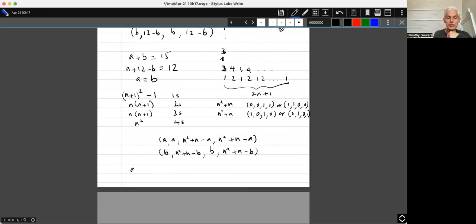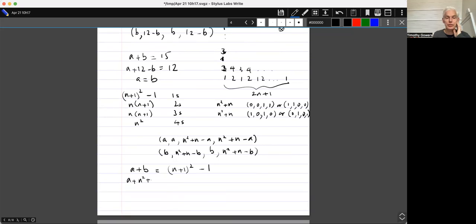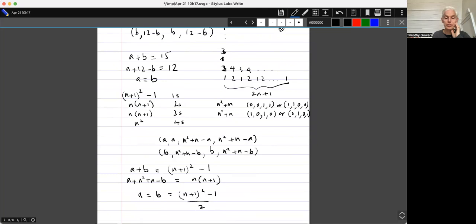So we then get that a plus b needs to equal n plus 1 squared minus 1, and a plus n squared plus n minus b has to equal n plus 1, and so a equals b equals n plus 1 squared minus 1 over 2, so n must be even, because that has to be odd, so that when I subtract 1 I get an even number. I feel there's a nicer way of saying that.